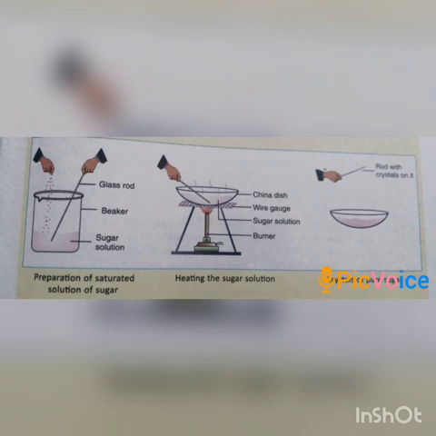I'm going to explain one activity to you. We take a glass beaker and fill it half with water. We add 4 or 5 teaspoons of salt to it. Stir it well till the salt dissolves in the water. Now transfer this salt solution into a china dish and heat it over a burner.